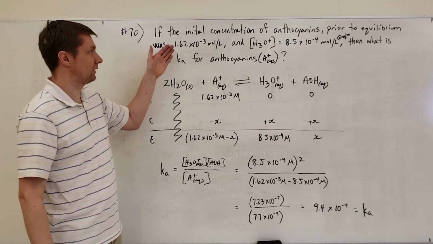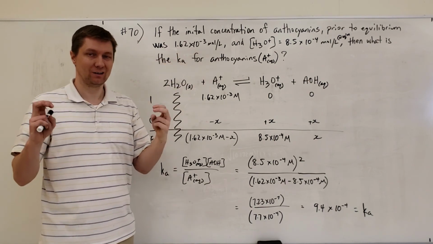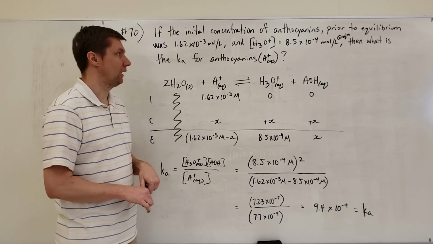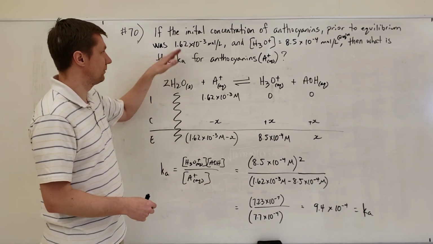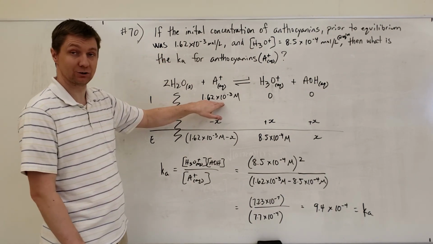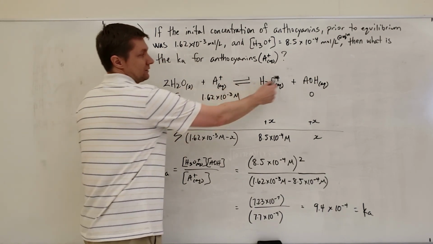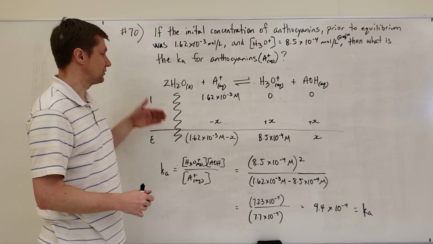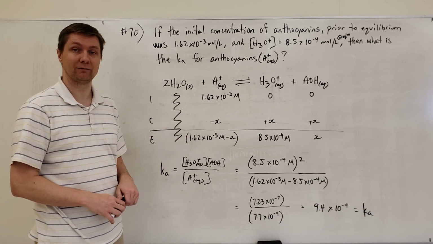Essentially, it says that we've got an initial concentration of this weak acid called anthocyanins. And prior to equilibrium, its concentration was this, so that's its initial concentration. This balanced equation is given to you in the question. And so I've just created a nice table here to fill this in.